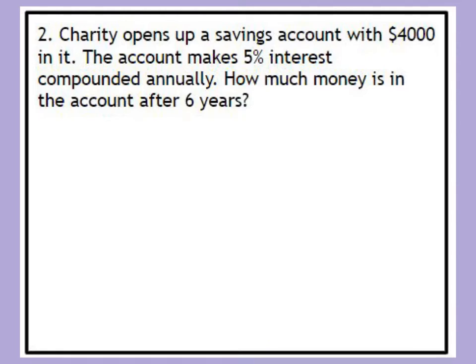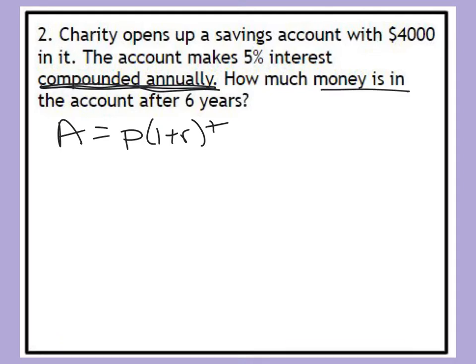So first off, I'm looking at the fact that it says compounded annually here. That means I'm going to use the compound interest formula A equals P times 1 plus R to the T power. I'm also noticing that the money in the account is what we're looking for, which is A, the money in the account. So once I solve all this, I'm going to automatically have the answer. I don't have to do anything else.